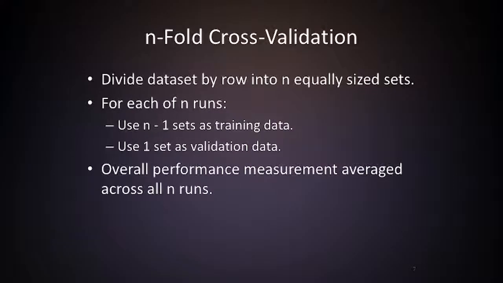One way to deal with this issue is to perform what we call an n-fold cross-validation. In n-fold cross-validation, we divide the dataset by row into n equally sized sets, and run the estimation validation process n times. For each of the n runs, we use one set of the data as validation data and all other sets as training data. The overall performance measure is the average across all n runs. In this way, we obtain a performance measure that tends to be more reliable.